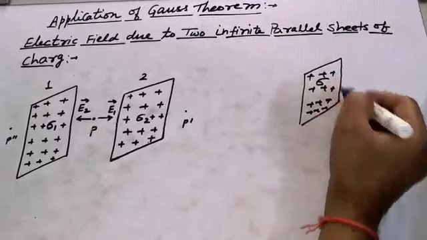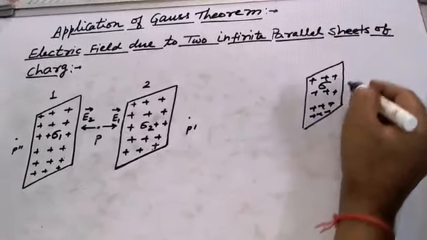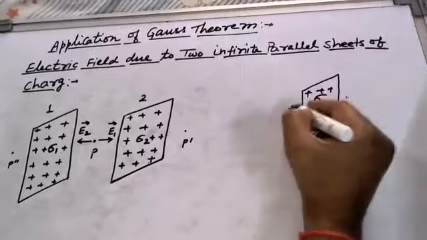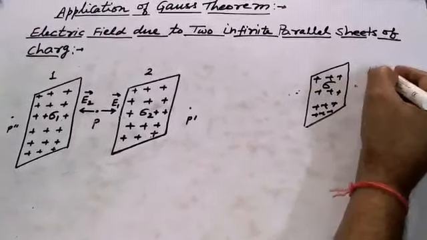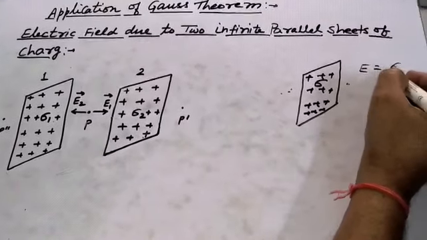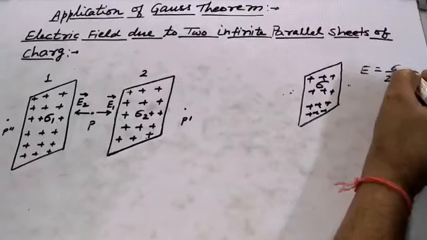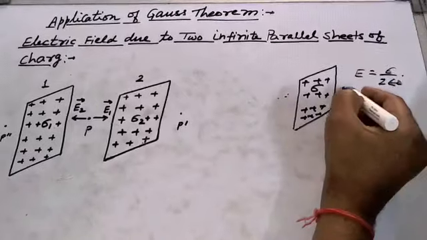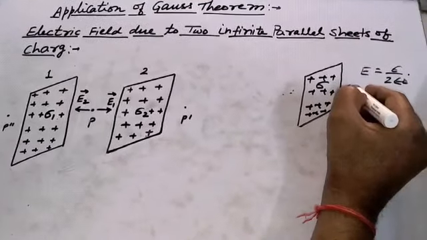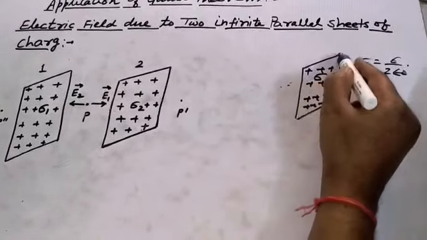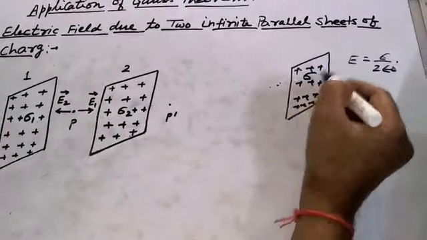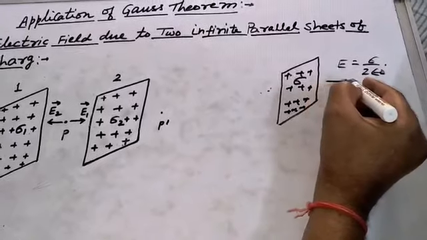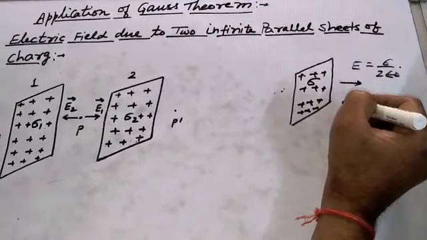Then at any point near this sheet of charge, the electric field on either side of it, either this side or this side, is given by E is equal to sigma upon 2 epsilon naught. And the electric field is always perpendicular to this sheet, and if the charge is positive, then the direction of the electric field is always away from it.